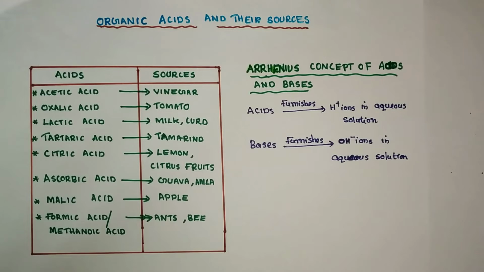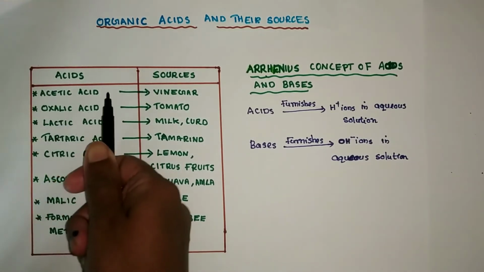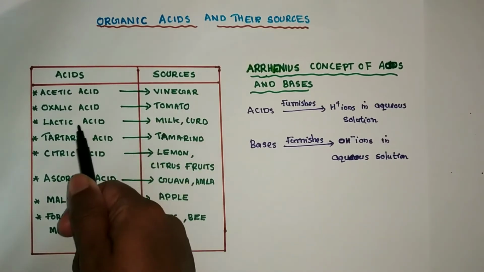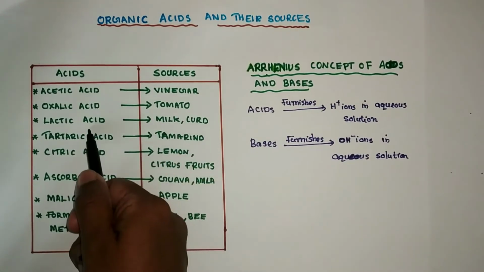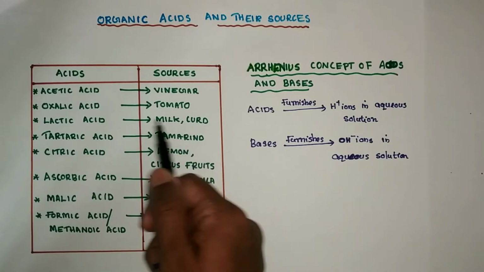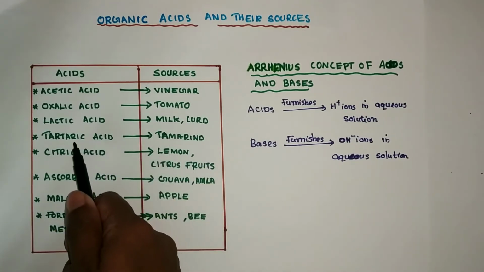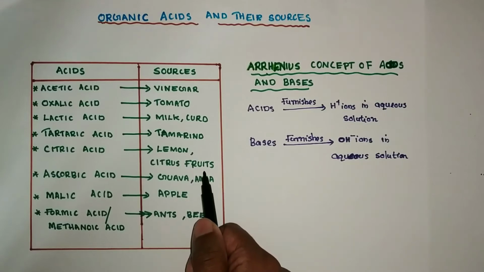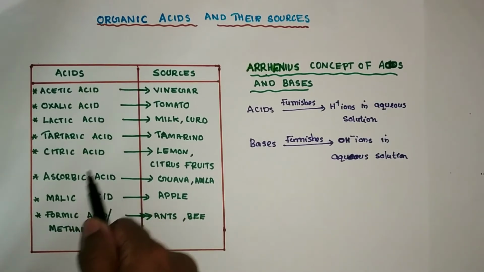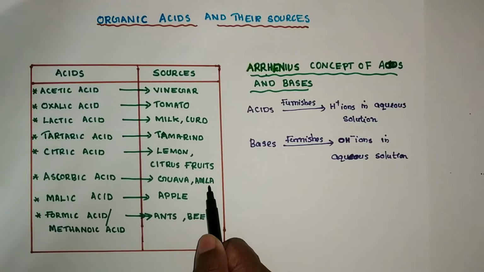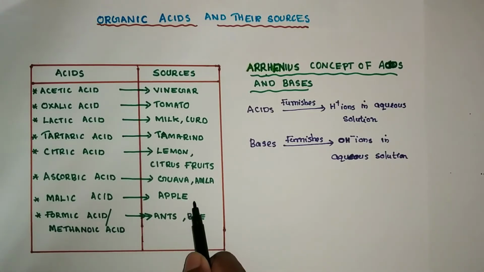Okay, now we are discussing organic acids and their sources. Here you can see some organic acids: acetic acid, which is present in vinegar; oxalic acid, present in tomato; lactic acid in milk and curd; tartaric acid in tamarind; and citric acid in lemon and citrus fruits. Ascorbic acid is present in guava and amla, malic acid in apple, and formic acid, another name methanoic acid, is present in the stings of ants and bees. So these are the organic acids and their sources.